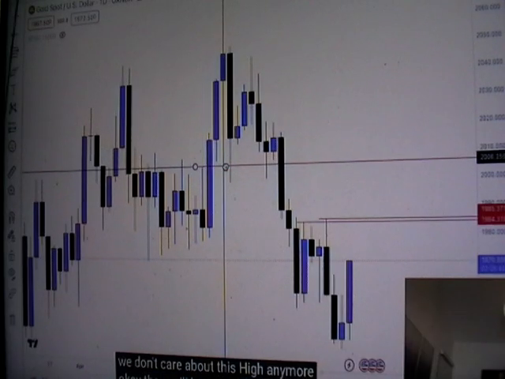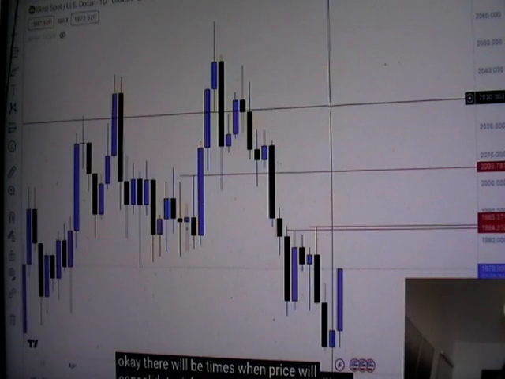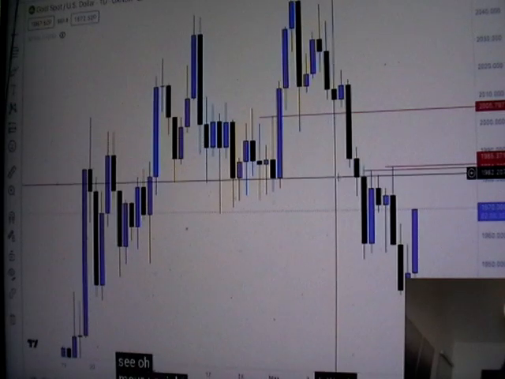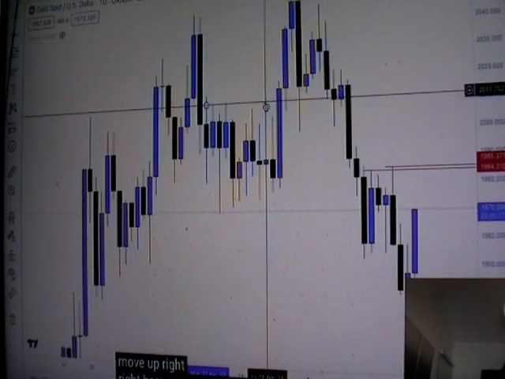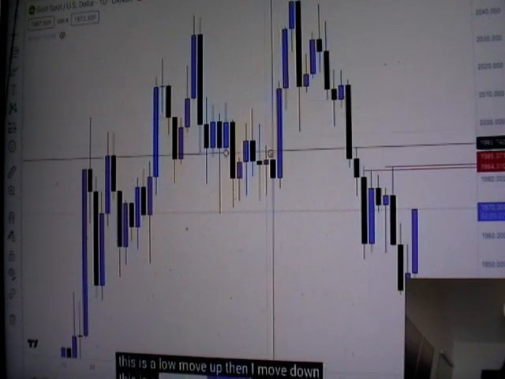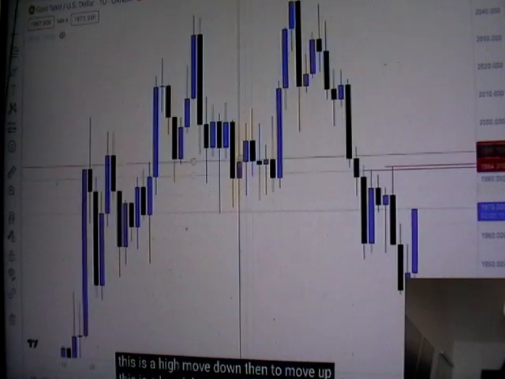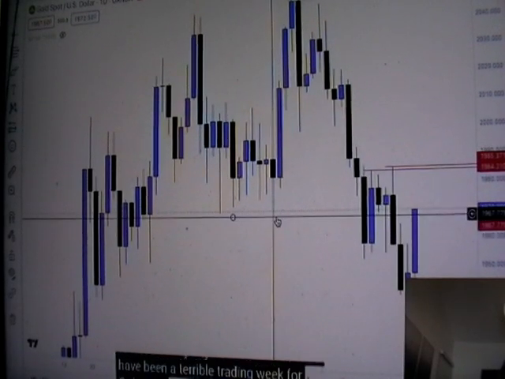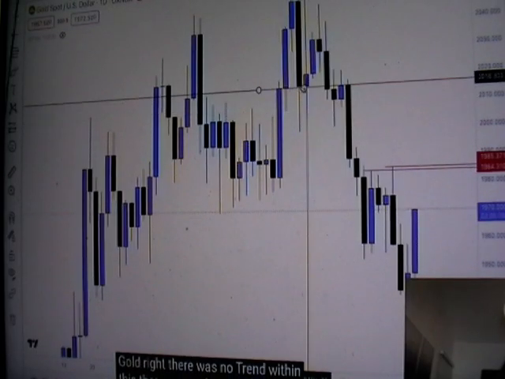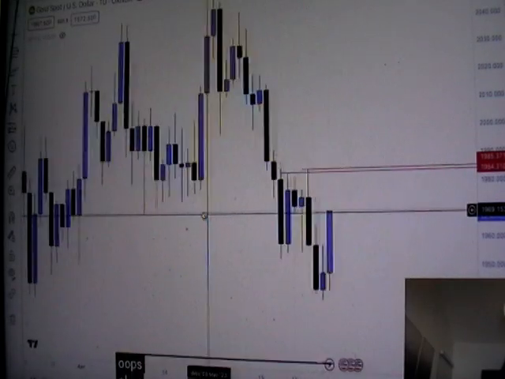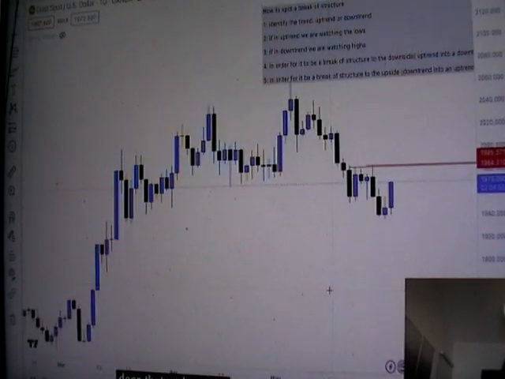Okay, there will be times when price will consolidate, right? Not within a trend, it'll just be consolidating, and you'll see a lot of that. Move up, then a move down. Now this is a high. Move down, then a move up. This is a low. Move up, then a move down. This is a high. Move down, then a move up. This is a low. This is just pure consolidation. There is no trend within however many days this was. This would have been a terrible trading week for gold. There was no trend and no break of structure. Market had no clue where it wanted to go. Does that make sense?